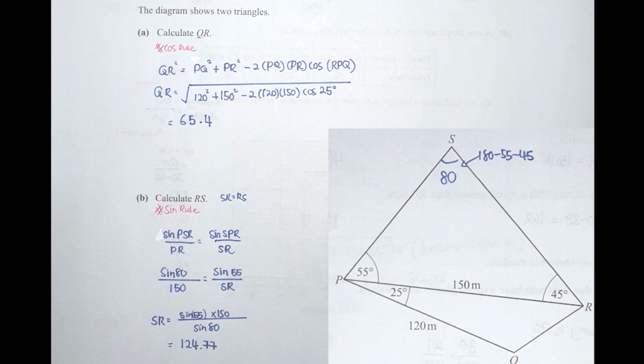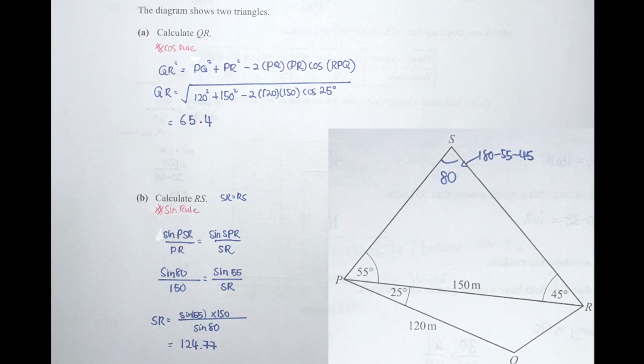As for question 4, calculate QR. Okay, QR here we can actually identify it through cosine rule, where QR square equals PQ square plus PR square minus 2 multiplied with PQ multiplied with PR and cosine RPQ. So this is a standard formula, nothing tricky about it. After you substitute, remember to add in a square root to cancel off the squared effect. So your final answer should be 65.4.